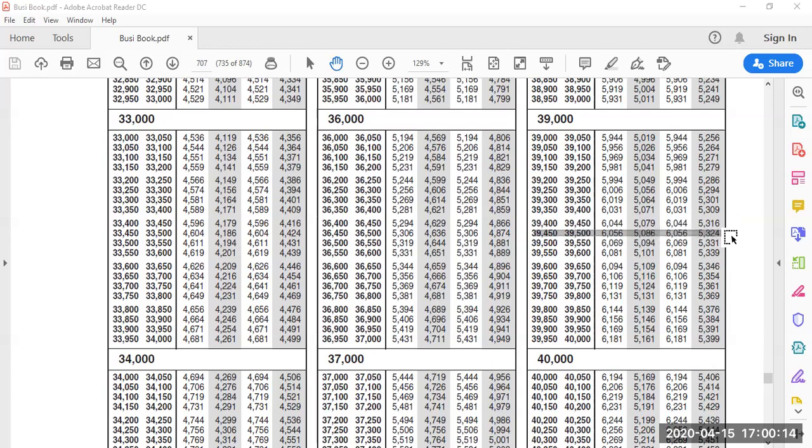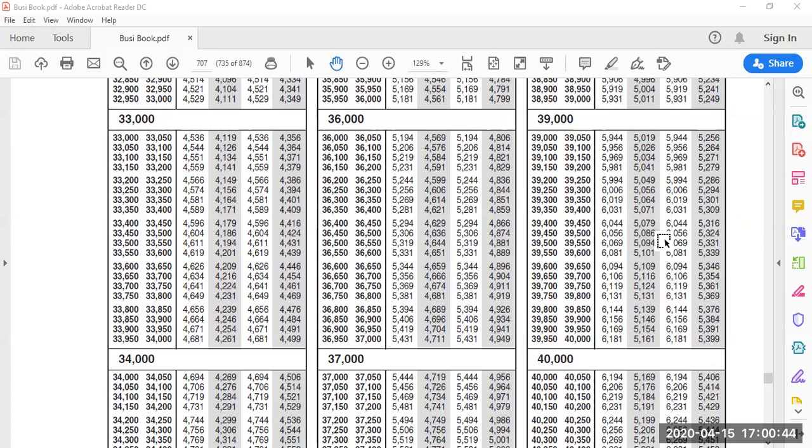Okay, so if we notice what the columns are, the first column here is the chart for married filing separately, and then we will find that this person will have to pay $6,056, and that's where we got the tax number for married filing separately. If the same person is married filing jointly, we can see the tax is $5,086.